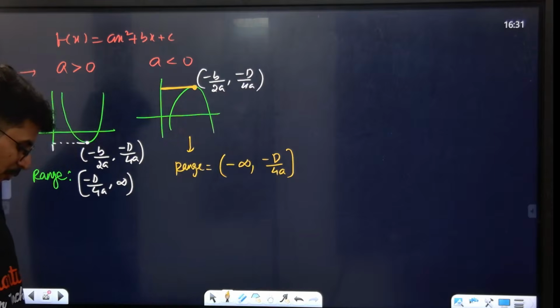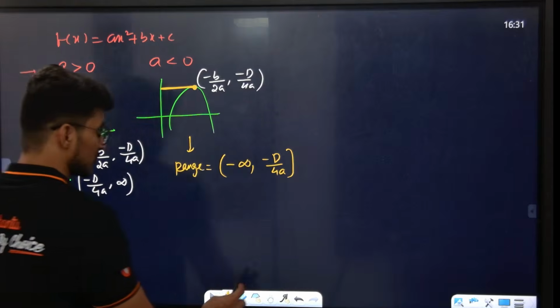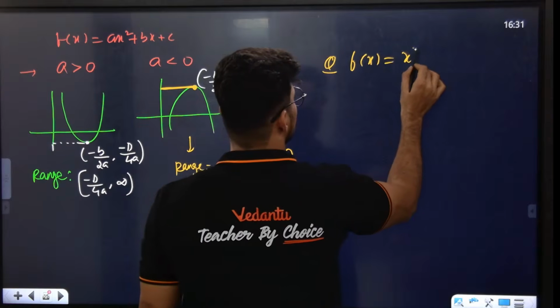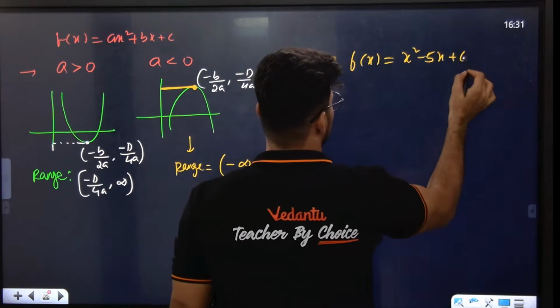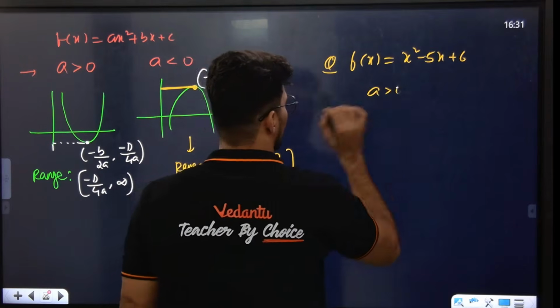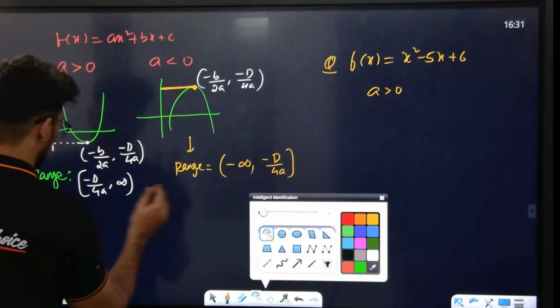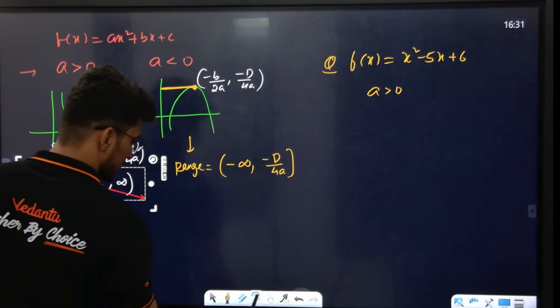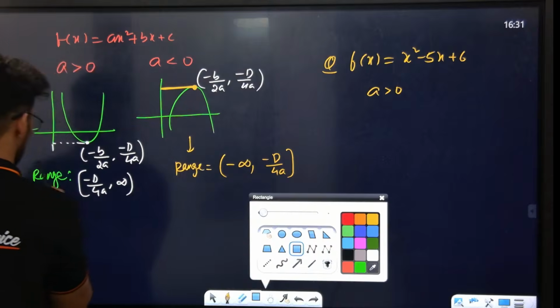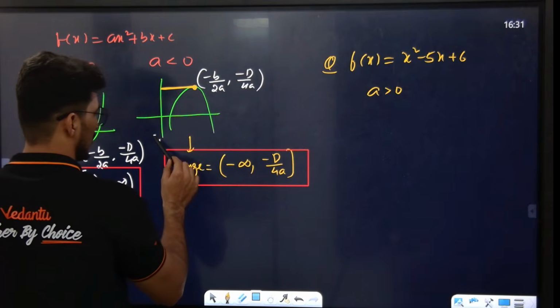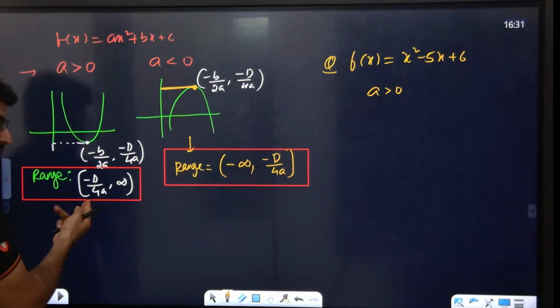In the previous question, f of x is equal to x square minus 5x plus 6. Here a is positive, so what formula do I need to apply? The positive formula for the range.